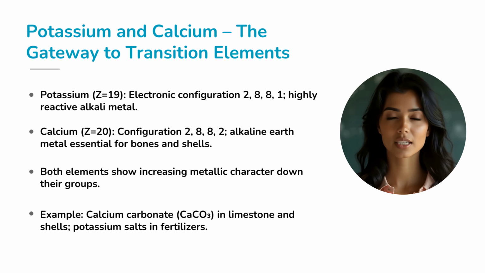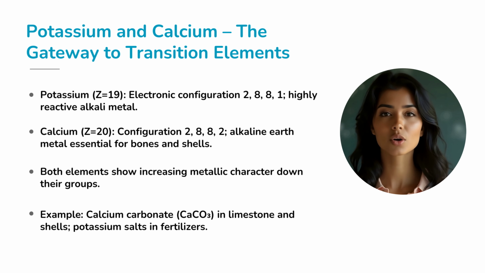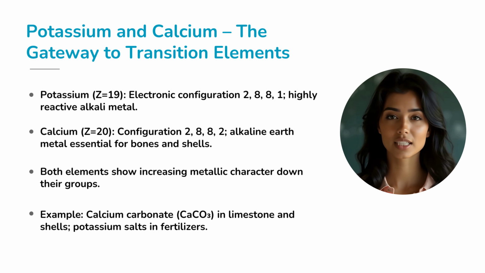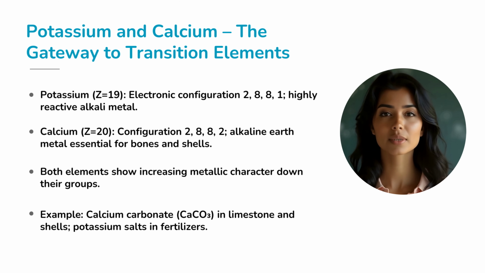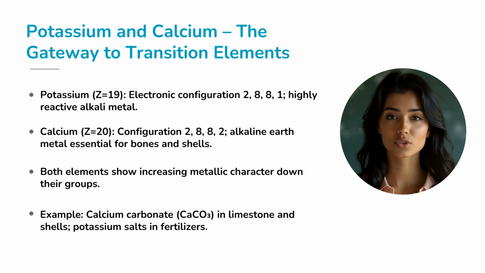Finally, we enter the early part of the fourth period with potassium and calcium, atomic numbers 19 and 20. Potassium has the configuration 2, 8, 8, 1, while calcium has 2, 8, 8, 2. Both show a clear increase in metallic character compared to their lighter group members. Potassium is an alkali metal, extremely reactive, and essential in maintaining nerve impulses in our bodies. Calcium is an alkaline earth metal, forming compounds like calcium carbonate found in limestone, shells, and even our bones.